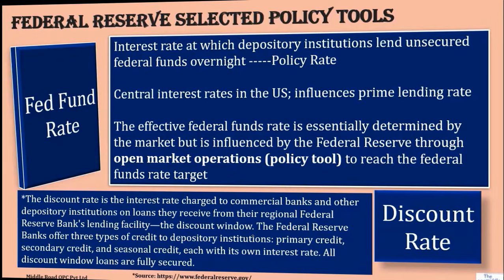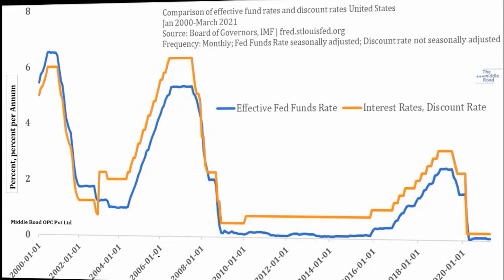Now, there are 3 types of this. You could look at primary credit, secondary credit, and seasonal credit. But let's look at how it moves. So the discount rate is very close to the effective Fed funds rate. So ultimately, there is a very small basis, you can say a small spread between the two. Basically, the discount rate usually tracks the Fed funds rate.